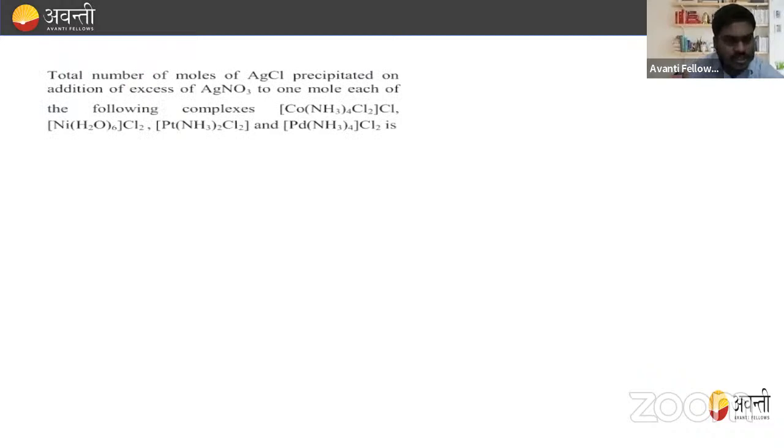Okay. Now one more question, I guess the last question, right? Total number of moles of AgCl precipitated on the addition of excess of AgNO3 to 1 mole of each of the following. This question also belongs to Werner's theory itself. So just calculate the number of atoms present outside the coordination sphere. For example, in this case, one chlorine atom is present. In this case, two chlorine atoms are present outside the coordination sphere. In this, zero, and in this also two. So you have to calculate now.